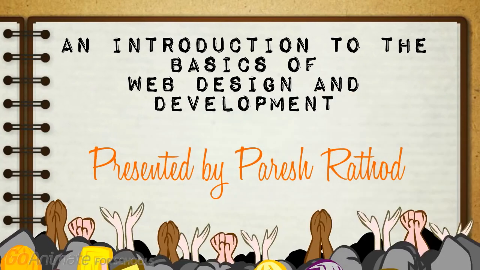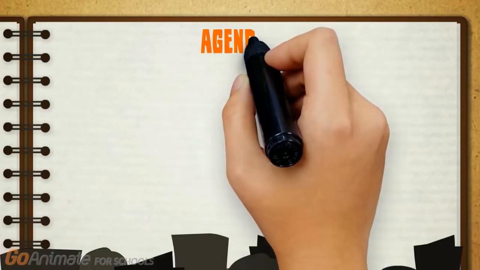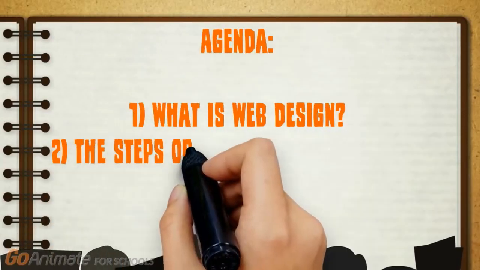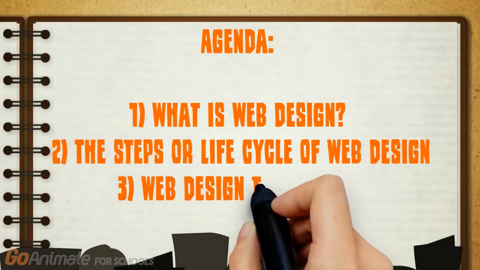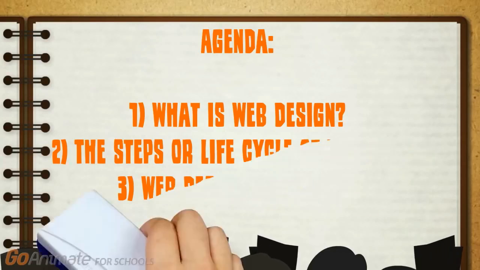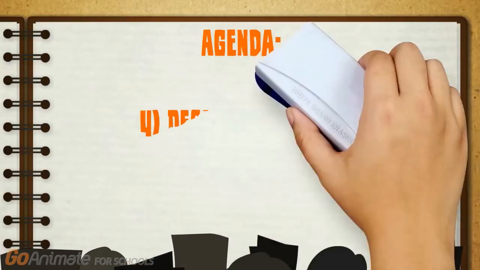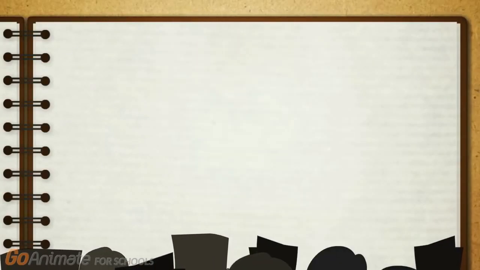And today's agenda is, first, we will learn what is web design, second, we will learn what is the process of web design, the steps or life cycle of web design, third, we will see which technology can be useful in web designing. Finally, we will conduct a web design workshop. We will be happy to help your team.